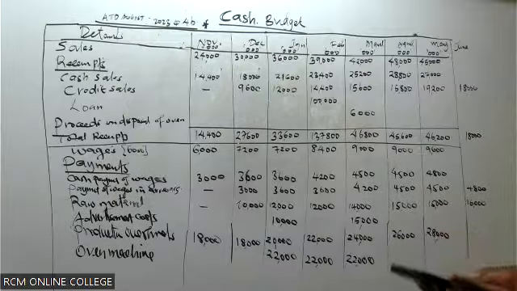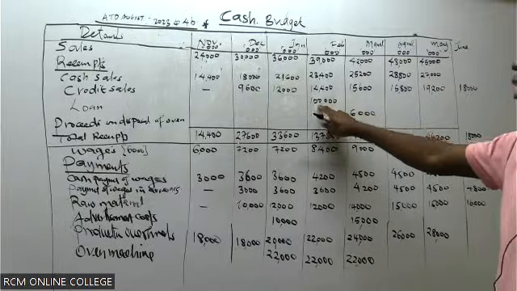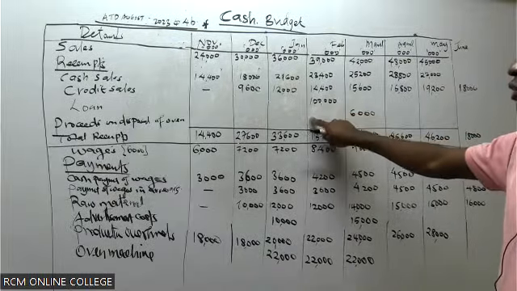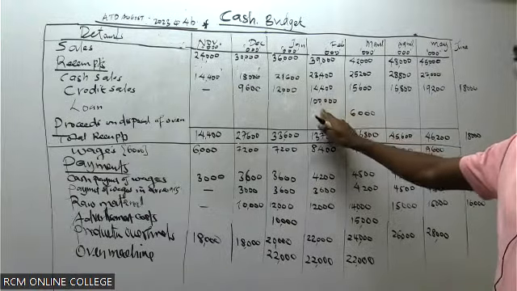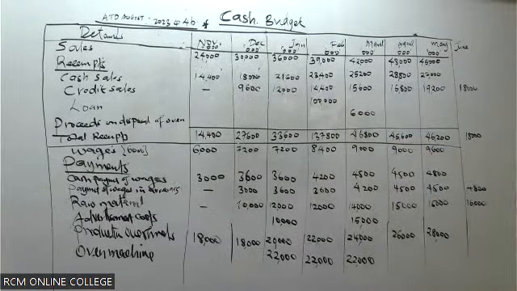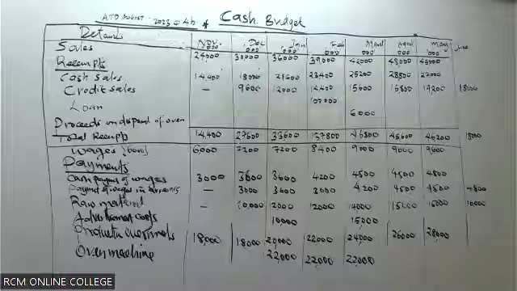1% per month. How much did they borrow? They borrowed 100 million. When you charge 1% per month on 100 million, what will be your interest?